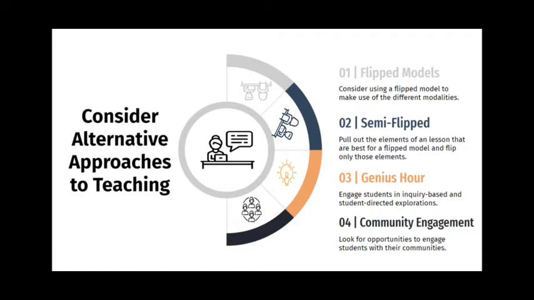You can also incorporate a genius hour, engaging students in inquiry-based and student-directed explorations, really letting them choose what they learn about. Building that into a multimodality environment can be great. And last, include community engagement. Look for those opportunities to engage students with their communities. What's going on in their local community that they could be a part of or could engage with?